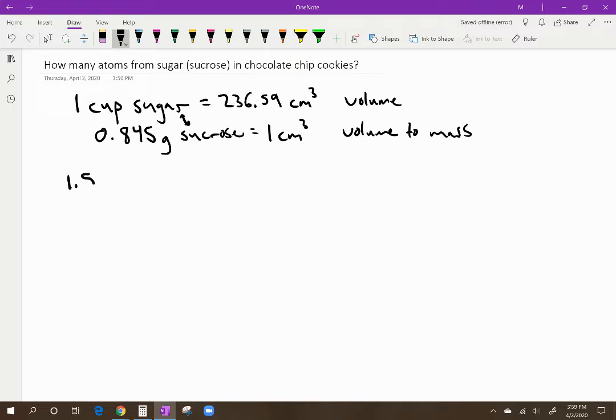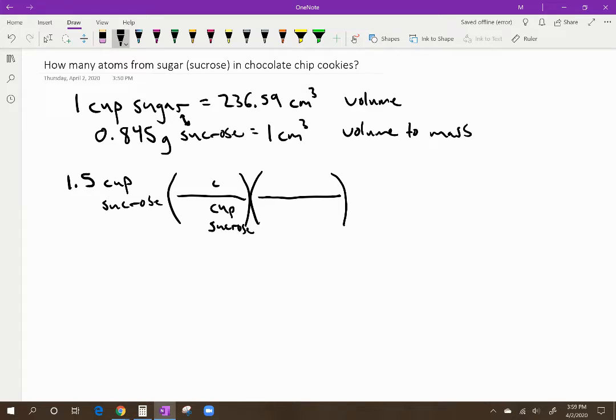So again, if you started with 1.5 cups total sugar or sucrose, you can convert that to the mass that you used in 2 steps using these conversion factors. So in an equality, you can put one side of the equality in the numerator or in the denominator. In other words, on top or on bottom in a problem to solve it. So we're going to put cup of sugar or sucrose on the bottom. And we know that that is going to be a volume of 236.59 cubic centimeters. That lets us cancel our units of cup of sucrose.